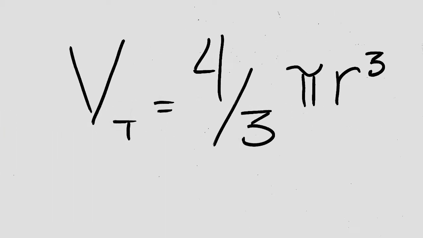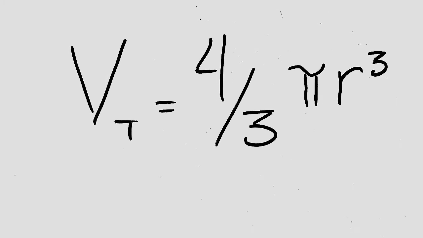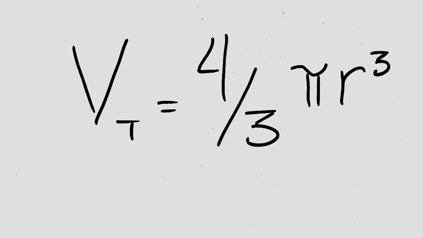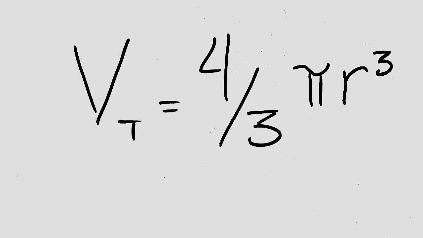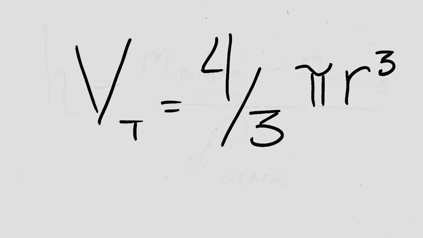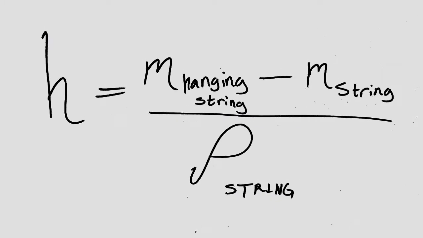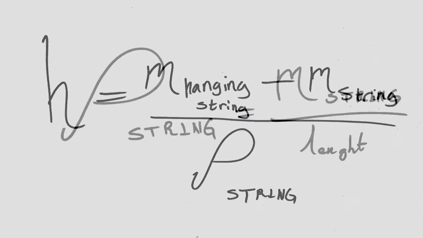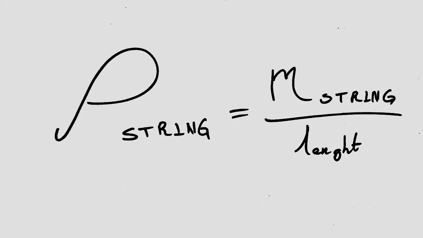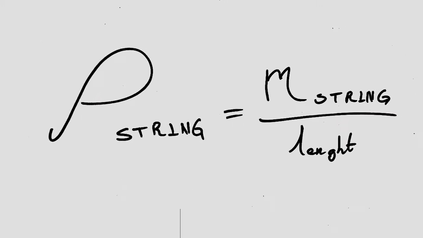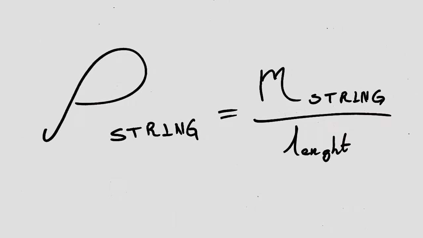To get the volume, we just use the formula 4 pi cubic radius over 3, getting a new result. Finally, to get the height, we use the following formula. The only missing part is the density of the string, which we can get by dividing the mass of the string over the length of it, getting this result.